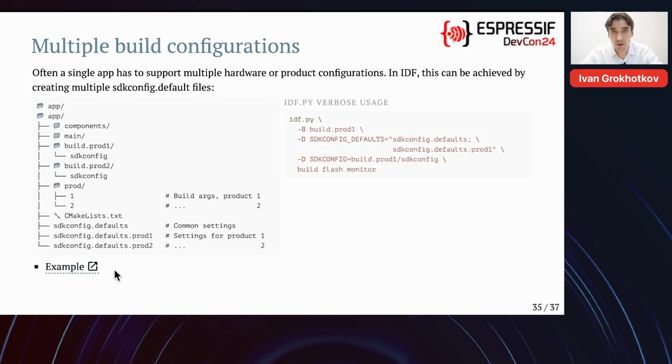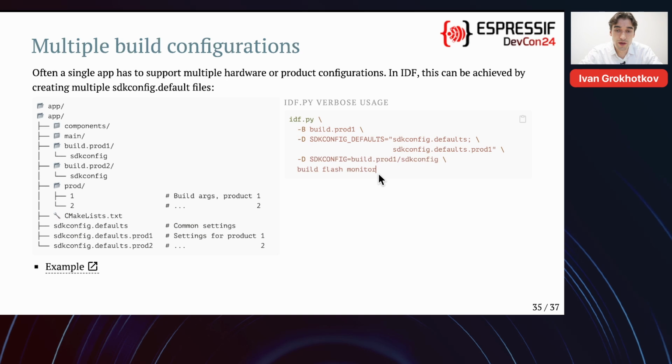Now, to build one of the configurations, we can execute an idf.py command specifying the build directory and specifying the list of SDK config defaults. So first the default that is part of the application, and then the second default is specific to the product, and we specify where the SDK config file is located, and then the actual commands, in this case build and monitor.